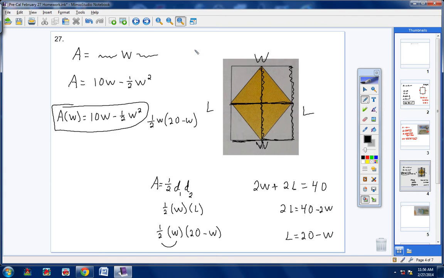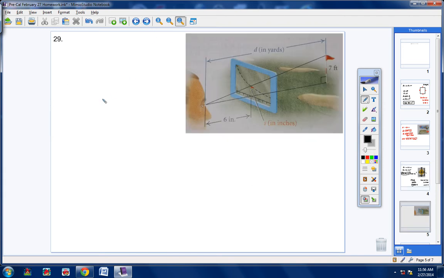Okay, halfway done with the homework. 3 more to go. Let's take a look at number 29. A device used in golf to estimate the distance D in yards to a hole measured the size S in inches that the 7-foot pin appears to be in the viewfinder. This device will tell you how far the golf hole is from where you're standing. And they want us to express the distance as a function of S.